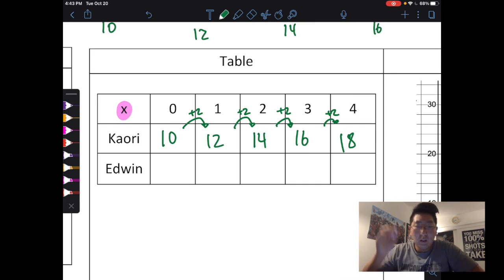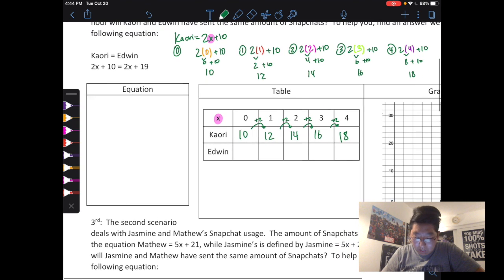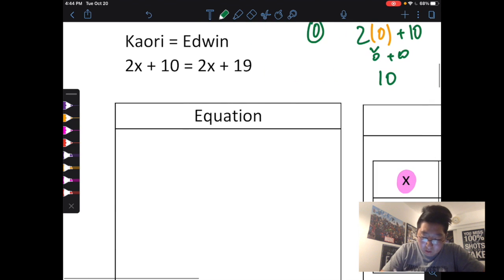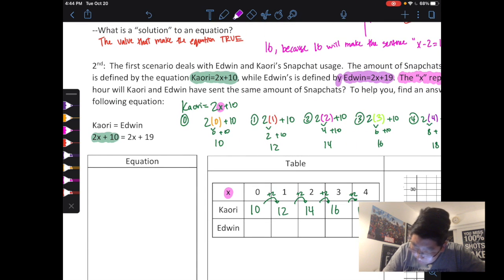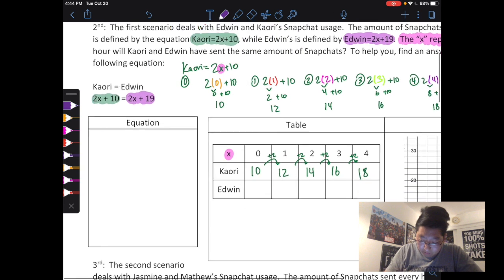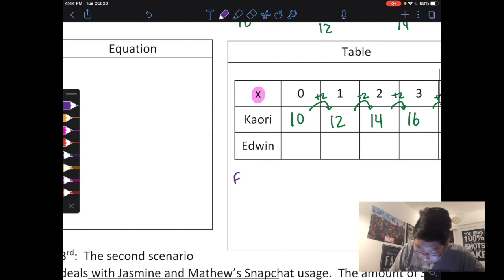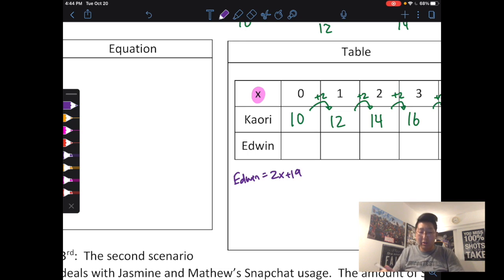Now, what about Edwin? So let's do that same exact thing, but we're going to take Edwin's equation. Now let's work with Edwin, and we did purple, if I'm not mistaken. Yep, that's the color. 2x plus 19. So Edwin equals 2x plus 19. I'm going to take the x value. So here I'm wondering, in 0 hours, how many did Edwin send?